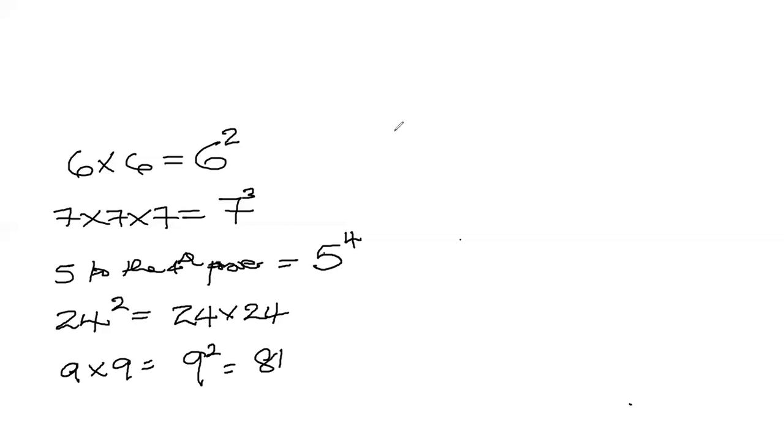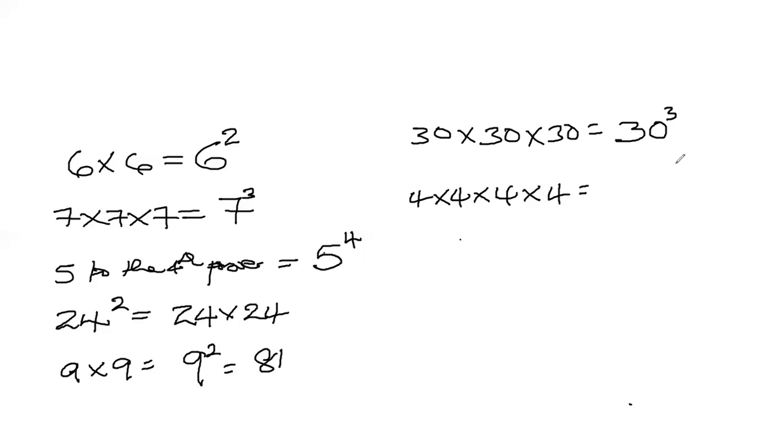All right. Let me see. 30 times 30 times 30. What would this be in exponential form? 30 cubed. Very good. 30 raised to the third power, or 30 cubed. All right. Another one. 4 times 4 times 4 times 4. And this is going to be what? 4 to the fourth power. Good.